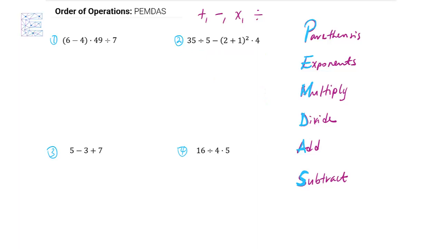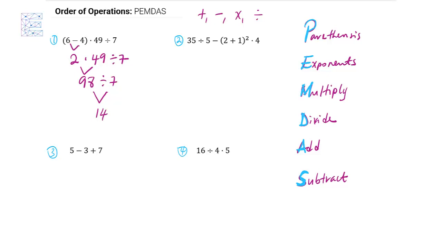So for question number 1, let's go ahead and try to follow PEMDAS. Do we have parentheses? Yes. 6 minus 4 is simply 2. Then we bring down everything else that we haven't yet touched. So I'm going to bring down the 49, divide by 7. Do we have exponents? No. Multiplication? Yes. 2 times 49 is 98, divided by 7. Next, division. 98 divided by 7 is simply 14.